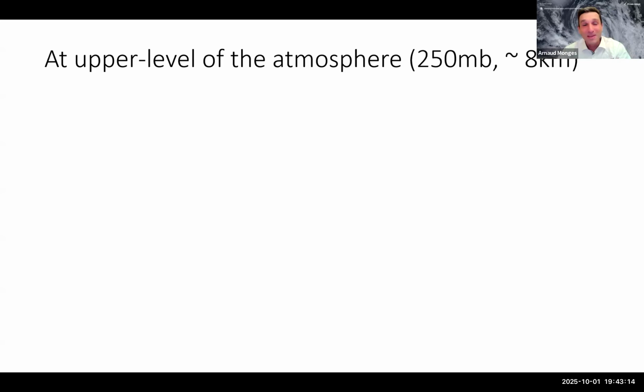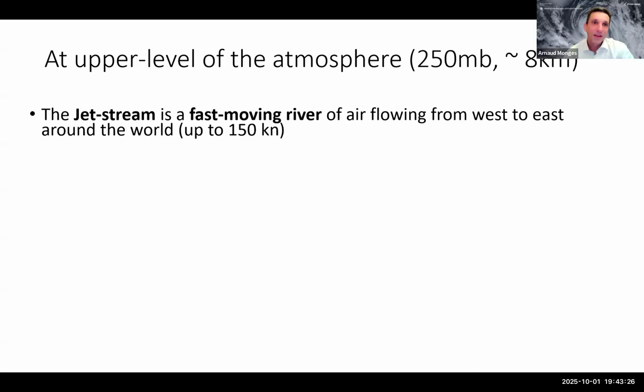Now that we have understood the mid-level, I want to take you to the high level. We are at 250 millibars, which is 8 kilometers high, so very high in the atmosphere. Here we're going to introduce the jet stream. I think everybody has heard this name, but quite often it's hard to really know what it means. The jet stream is a fast-moving river of air flowing from west to east all around the world. And it goes quite fast, up to 150 knots.